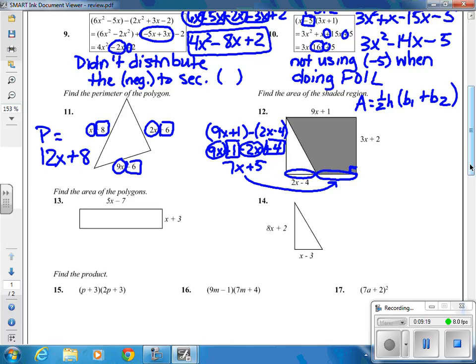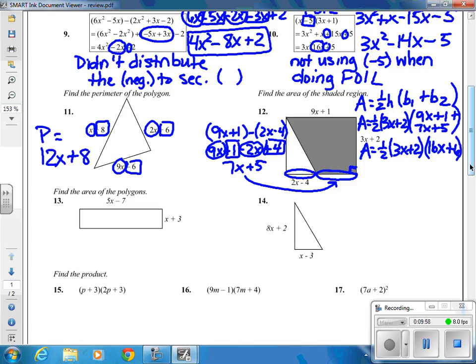Now that we've got all of our pieces, we're going to plug it in and make sure we understand what's going on. We keep the 1/2. The height is 3x plus 2. Then base 1 plus base 2: base 1 is 9x plus 1, and I'm going to add to it the 7x plus 5 that we just figured out. Because parentheses have to be done first in order of operations, you combine the 9x plus 1 and 7x plus 5. So now I've got area equals 1/2 of 3x plus 2, times 16x plus 6 as my other binomial.